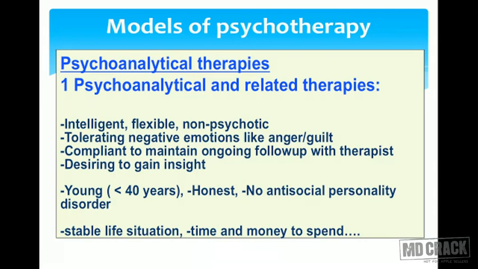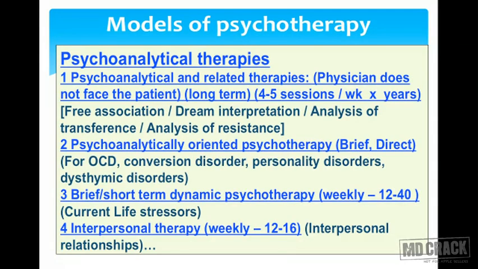Usually young patients respond well to this therapy, less than 40 years of age. The patient needs to be honest, and should not be suffering from antisocial personality disorder. The next important practical prerequisite is that the patient needs to have a stable life situation, and needs to have time and money to spend, because this is going to take a long time.